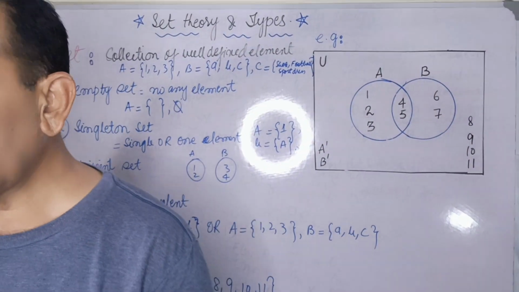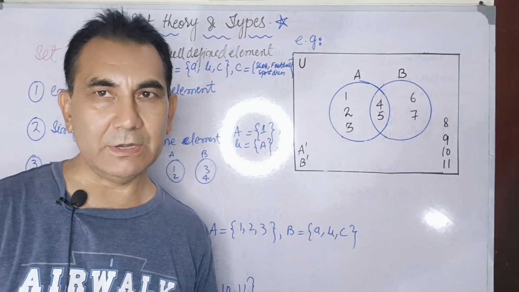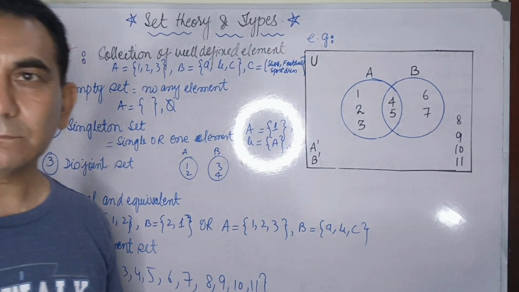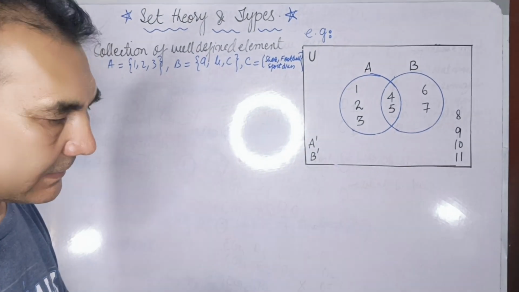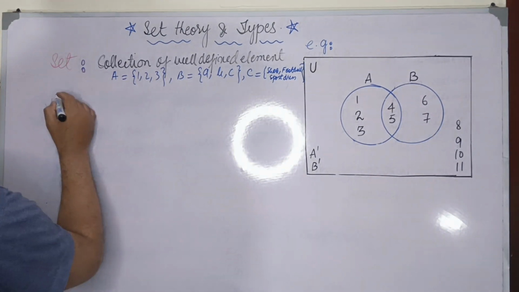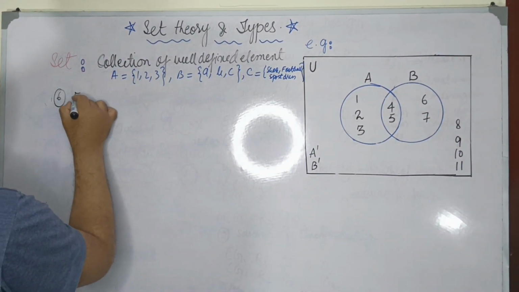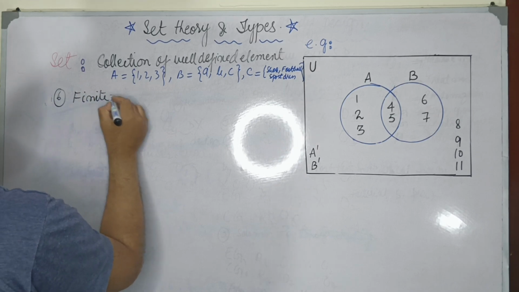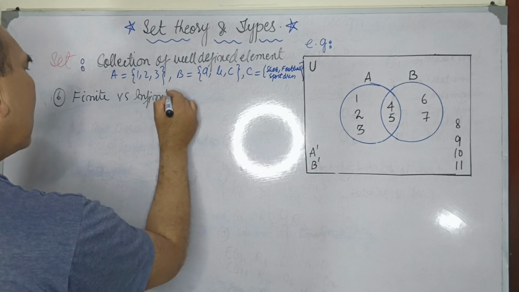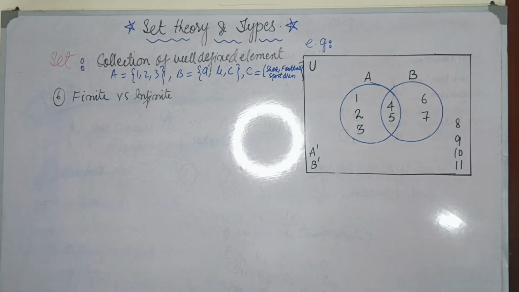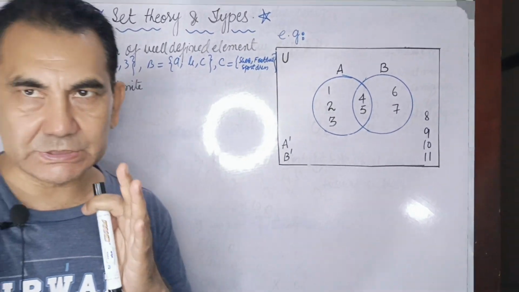Now we will go on to learn about union and intersection. Okay, now we will learn some other types of sets. The sixth one is finite versus infinite. What is the explanation of these types of sets?